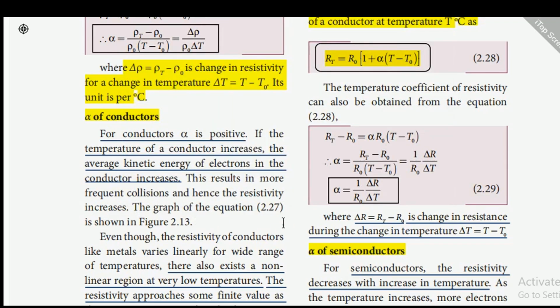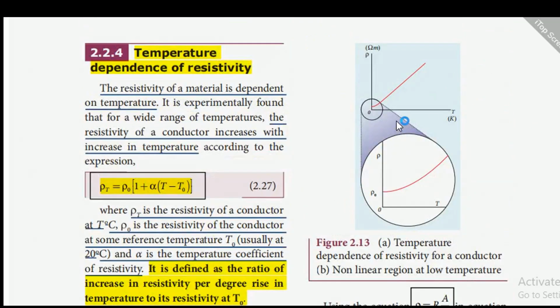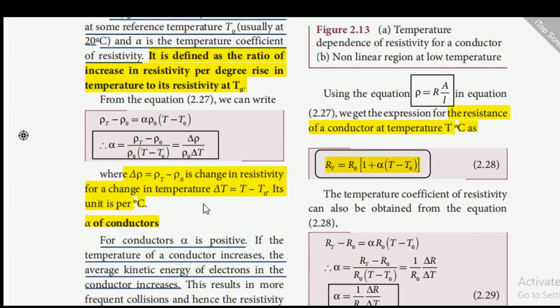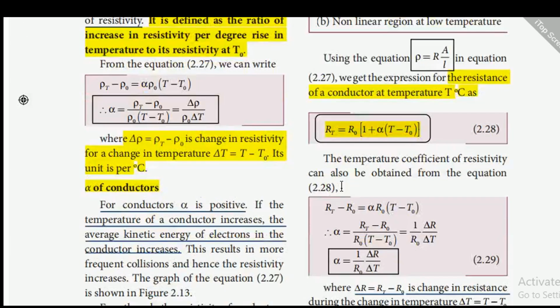The graph of the equation 2.27 is shown in this figure 2.13. Even though the resistivity of conductors like metals varies linearly for a wide range of temperatures, there also exists a nonlinear region at very low temperatures. The resistivity approaches some finite value as the temperature approaches absolute zero, as shown in figure 2.13b.